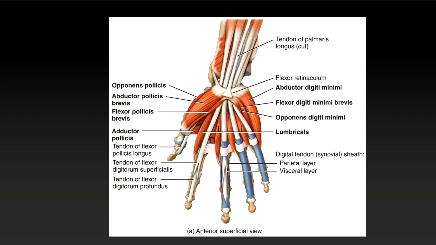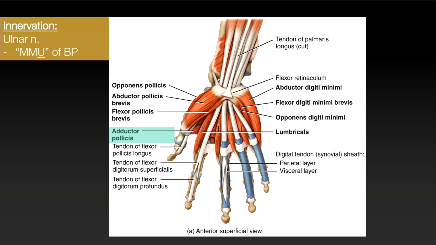3 major groups. And the muscle of interest that we're looking at is in the thenar group of muscles that really allows for the opposable action of our thumb. The adductor pollicis. Adductor pollicis. This is the strongest muscle of the intrinsic hand muscles, innervated by the ulnar nerve, the U of the MMU.